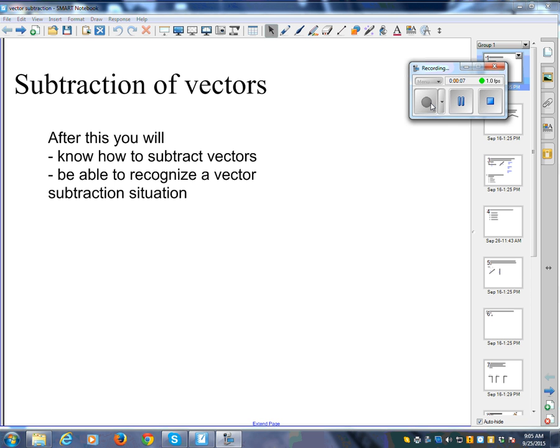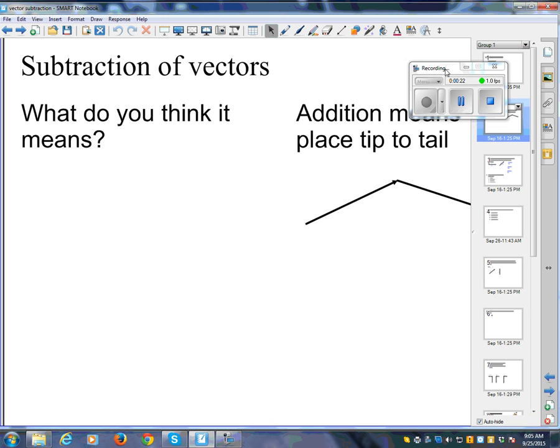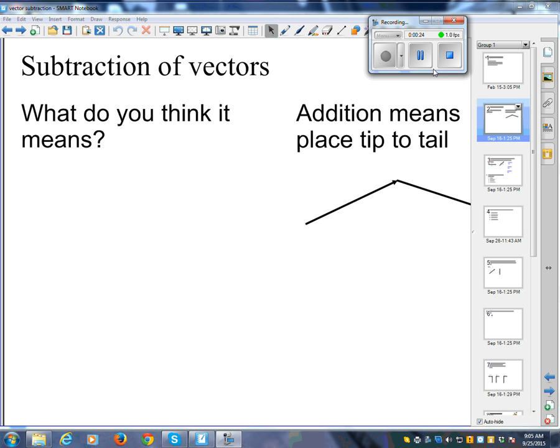Okay, so let's begin here. So as I said, you're going to be able to subtract vectors and recognize the vector subtraction situation. That's probably key, number one, before you can do the subtraction. Okay? So hopefully you can follow along with me here. Oh, and you know what? We need clickers. Let's begin.